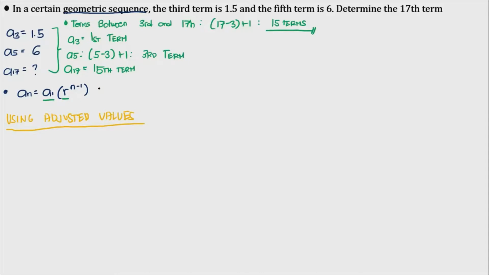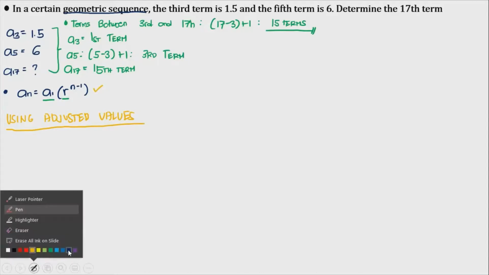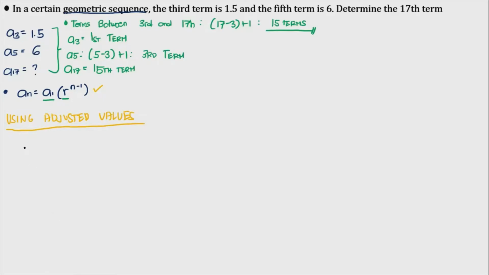Same thing, using adjusted values, pero itong formula pa rin ang gagamitin natin. Simula tayo kay 6. Si 6 is yung adjusted third term, is equal to, common ratio muna hanapin natin, is equal to 1.5. Si 1.5 is yung adjusted first term, times common ratio raised to 3 minus 1. Solve for r, madedetermine natin na ang common ratio is equal to 2.